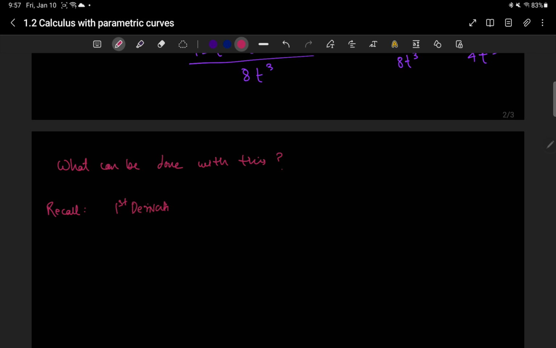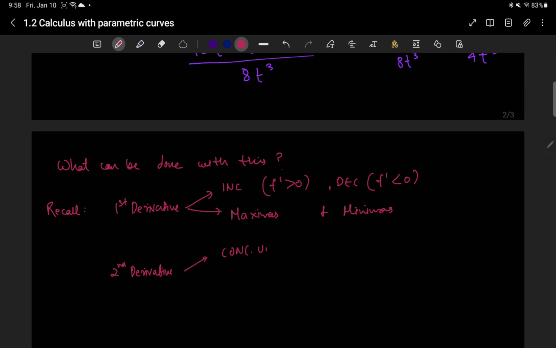Remember, the first derivative gives us information about increasing, that's if f prime is positive, decreasing if f prime is negative. It also gives us information about maximas and minimas. The second derivative gives us information about concave up or concave down, and it also gives us information about inflection points.